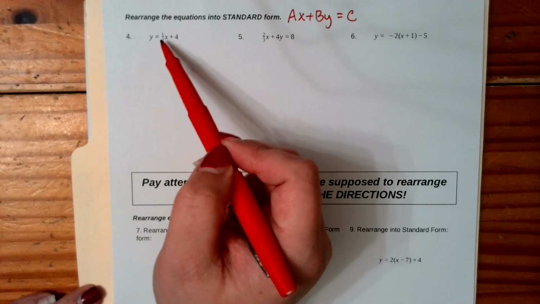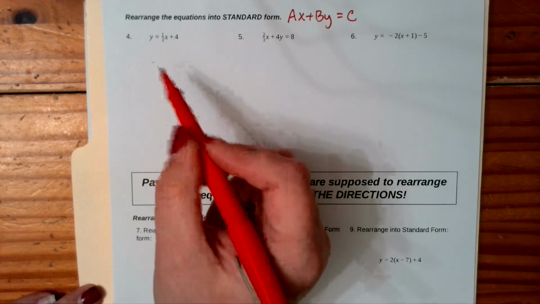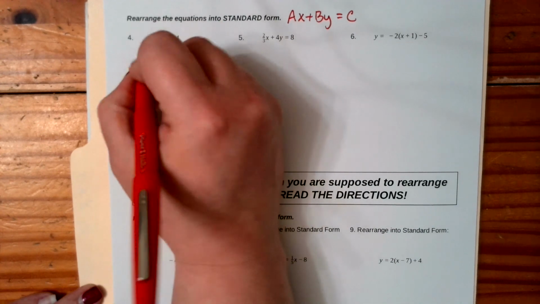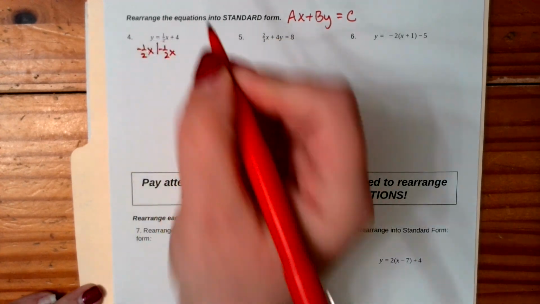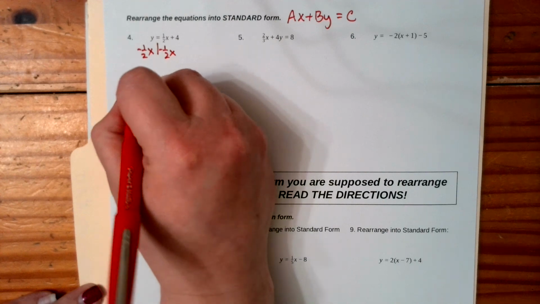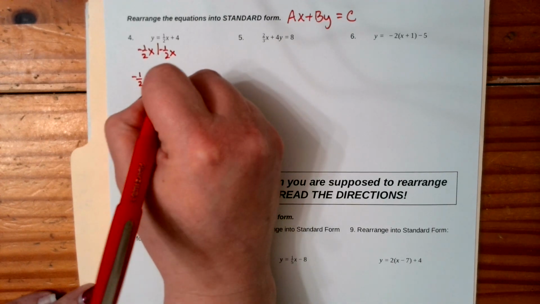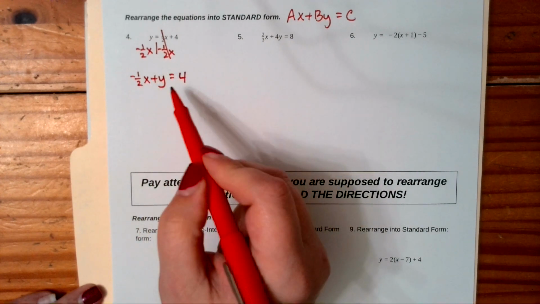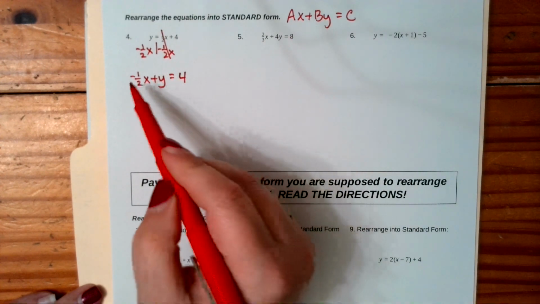So if we take a look at question 4 right here, first thing we notice is that that x and y are not on the same side of the equation. So I'm going to make that happen. I'm going to take this 1/2 x and I'm going to move it to the other side of the equation. So now I have negative 1/2 x plus y is equal to 4.